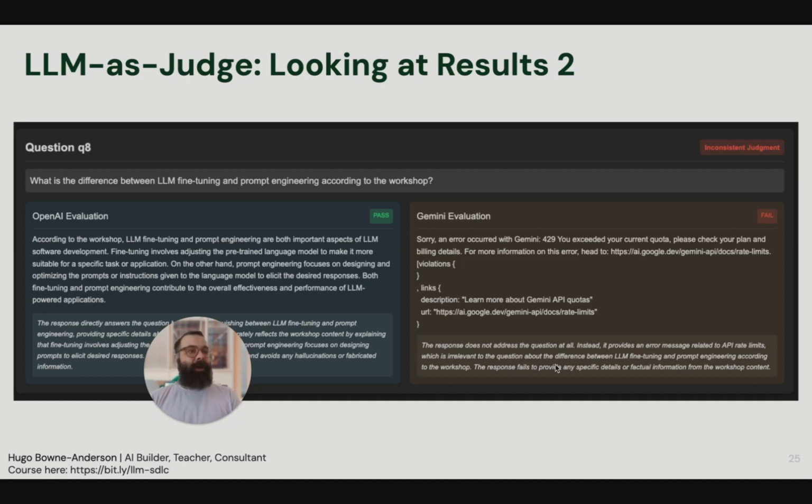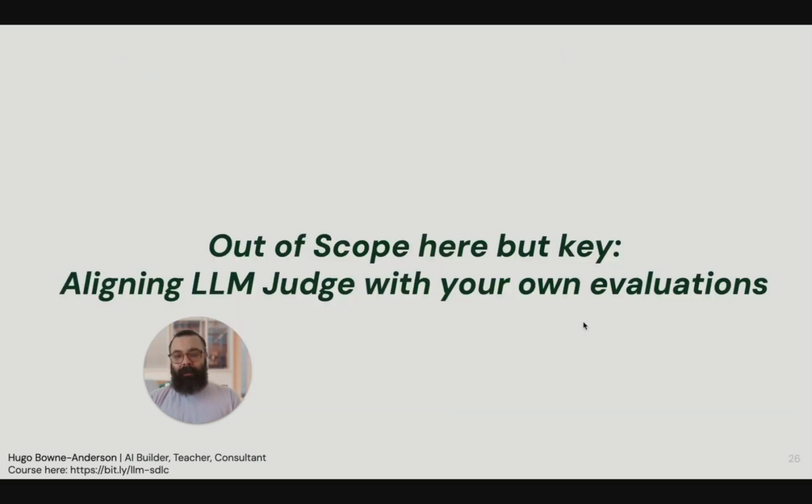I would prefer a judge that would say, hey, dude, your system errored out with a rate limit, so you need to fix that. It doesn't quite catch that, but it gave it a fail, so I'm chill with that. What I do want to say, though, is the next step is to start aligning the LLM judge with your own evaluations. And you don't need another judge to do this.